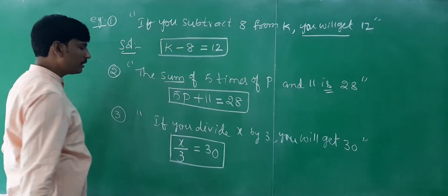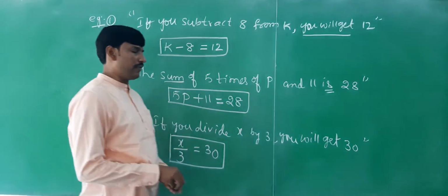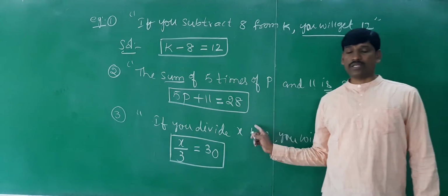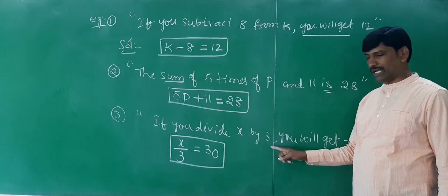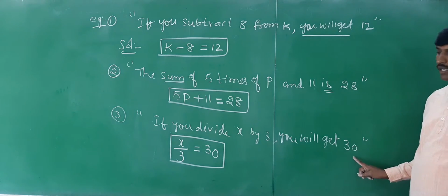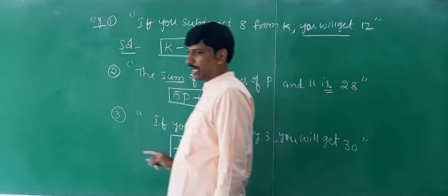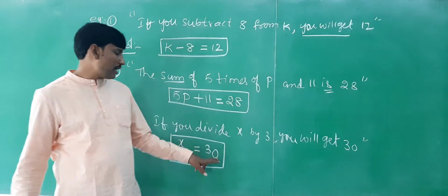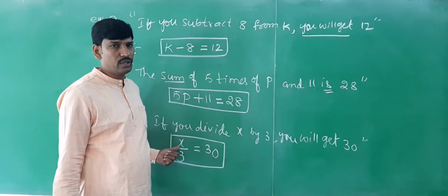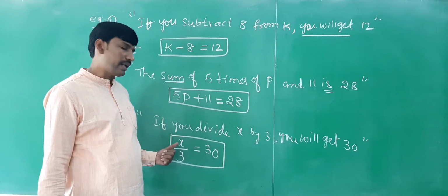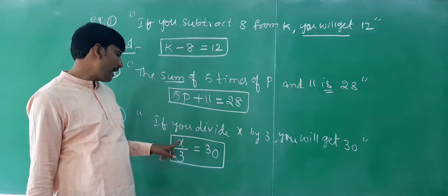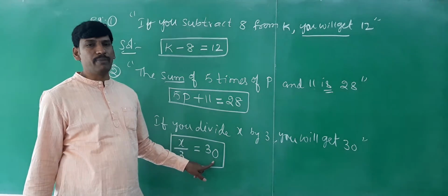See this here. These are three equations. Whatever the given statement, by using that statement, we will write the equation. If you divide x by 3, you will get 30. That is, when x is divided by 3, the result will become 30 here. So from this we can find out the x value. Can you tell me what is the value of x here? Right, x is equal to 90. Because it is a very simple equation, we can find it very easily. Because 90 divided by 3, the result will become 30.